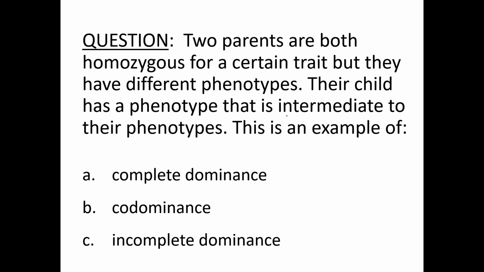So our key word here is we have an intermediate phenotype. It doesn't show exactly what the parents have. It's some intermediate. It's somewhere in between the 2. That should cue us in then to being incomplete dominance. Remember that was intermediate blended phenotype. So I, incomplete, intermediate, blended phenotype.